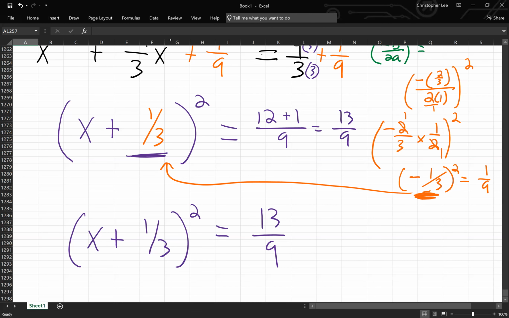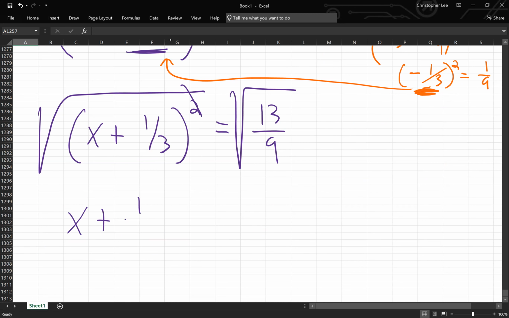But now what do I want to do? I want to solve for x. So I'm going to square root both sides. What I do to one side, got to do to the other. So now what do I have? I have x plus 1 over 3 is equal to plus or minus, what's this going to be? Square root 13 over 3. Lose anybody or we good?